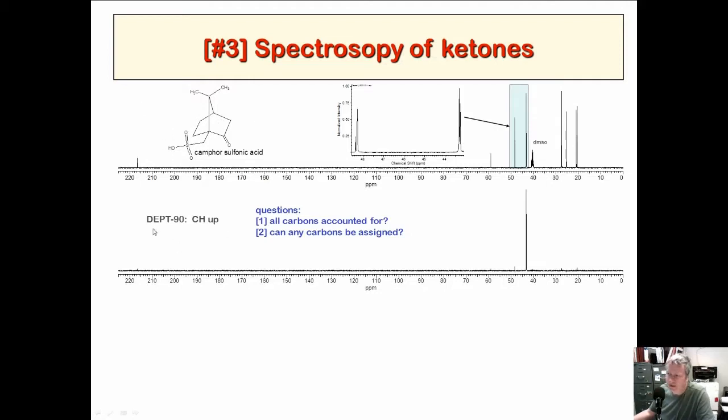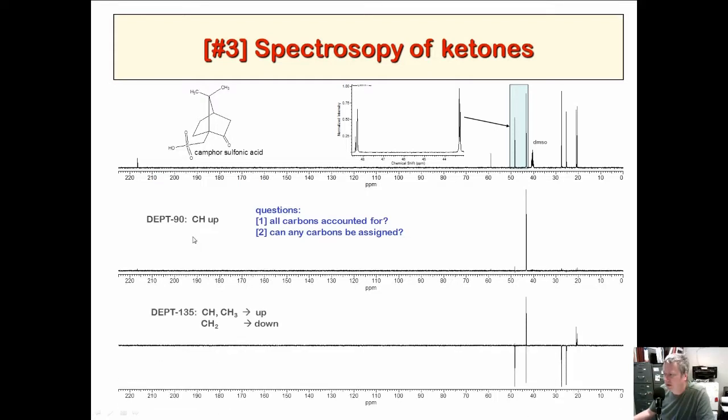And then the DEPT 90 is CHs up. DEPT 135 is the other one. CHs and CH3s up, and CH2s down, right? That was back in the carbon NMR section. That's really cool. And remember also with DEPT that the quaternaries, which are peaks that don't have any protons on them, disappear. So like the ketone's gone, right, in the DEPT. Ketone's gone in the DEPT.